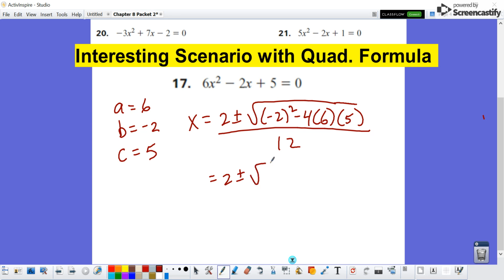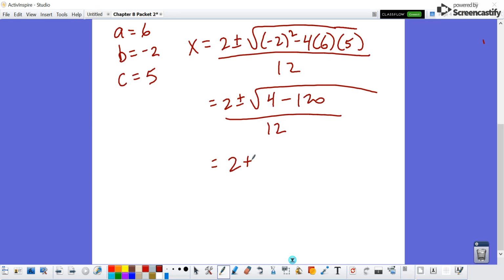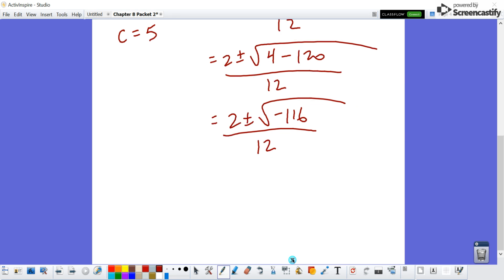So what ends up happening is we end up having 4 minus 120 over 12. So if you did it in a calculator, you have 2 plus minus root -116 over 12. So the issue becomes when you go to split this up, you'd have x being positive 2 plus the root of -116 over 12.